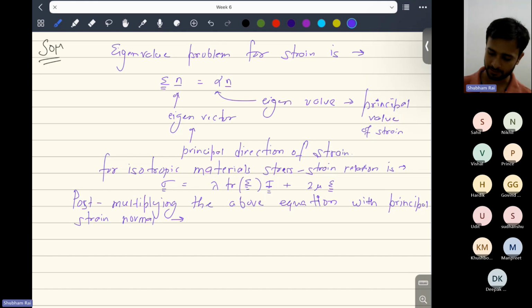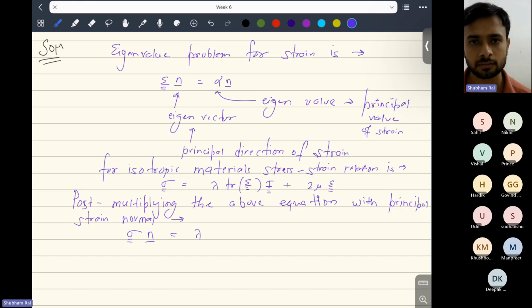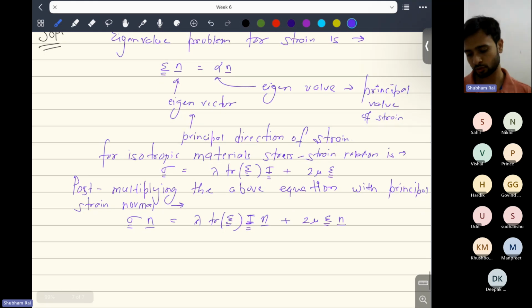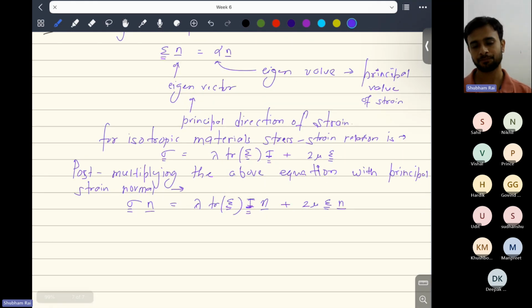Okay, so let's first multiply. We have post multiplied, which means n will be multiplied after sigma. On the right hand side also, it will be lambda times trace of epsilon times I, plus 2 mu times strain tensor times n. Right, so this is the post multiplication of n in this equation.